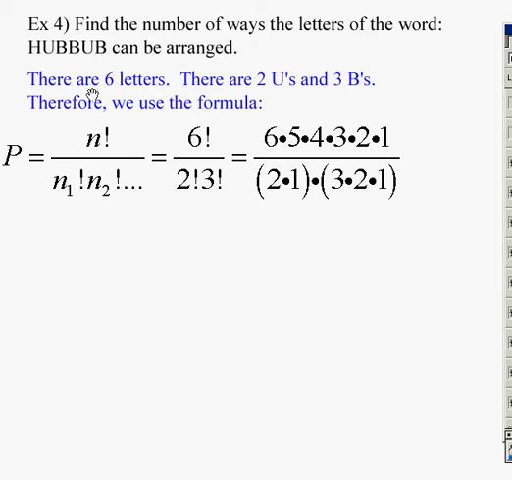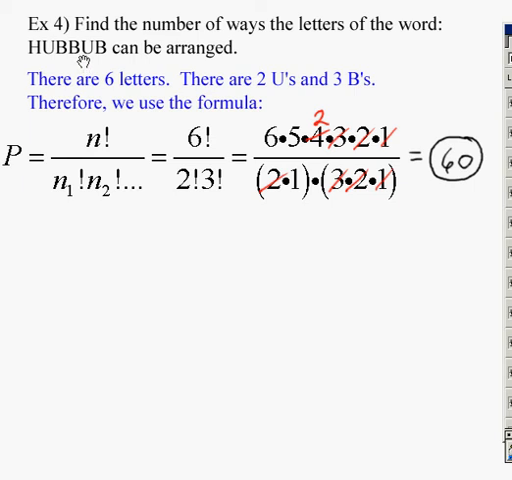Now, H is not being repeated, so that's included in part of the 6 original letters we're beginning with. 6 factorial is 6 times 5 times 4 times 3 times 2 times 1. 2 factorial is 2 times 1. 3 factorial is 3 times 2 times 1. Any factors the same in the numerator and denominator divide out to 1. So the 3's, the 2's, the 1's divide out. 4 divided by 2 is 2. That leaves me with 6 times 5 times 2. So there are 60 possible ways of arranging the letters in the word hubbub.